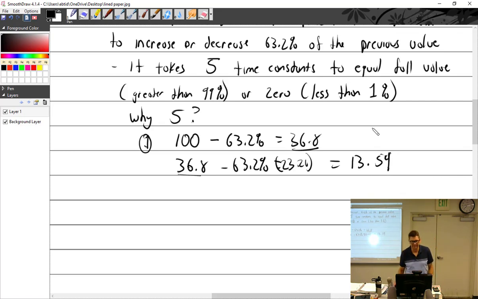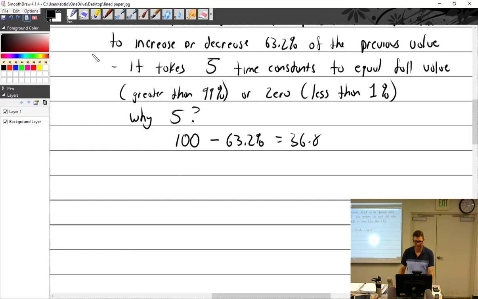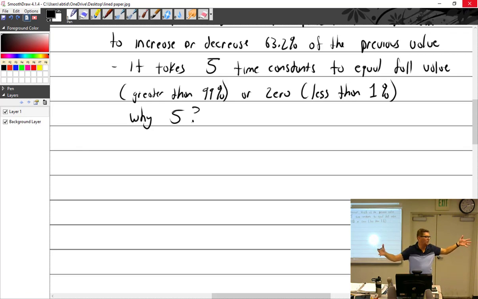So we're going to do 36.8 times 0.632. Start all over again, because it doesn't do me any good to go fast. All right, try it again. We have a full value. We've gone all the way up. The inductor is completely charged up. And we're going to say, how many time constants does it take to go to 0? Got it? Because it makes more sense than trying to go up. Trust me on this one.